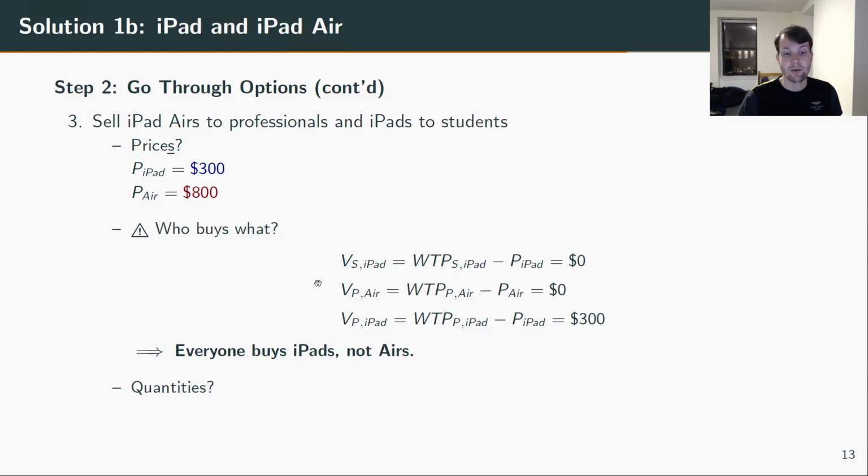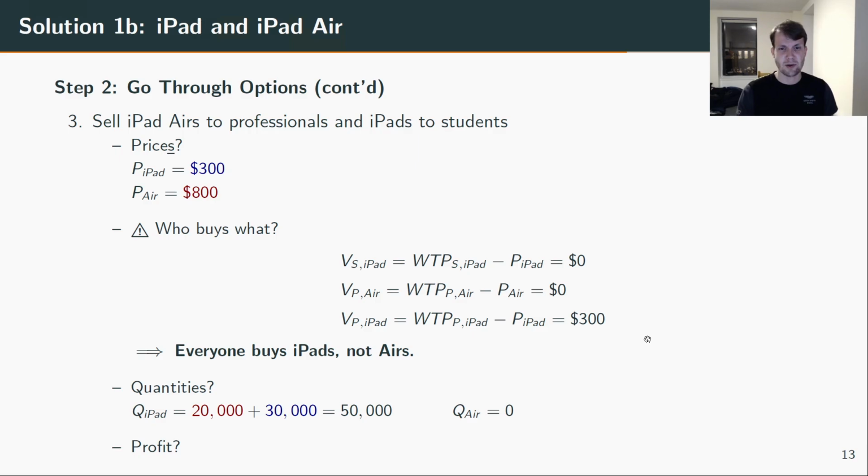What's the value or consumer surplus of a professional buying an iPad Air? Well, they're willing to pay 800, and the iPad Air costs 800. So it's 0. That's good enough, but what if a professional buys an iPad? They're willing to pay 600, it costs 300, they're going to get $300 in value out of it. They're not going to buy an iPad Air. They are better off buying an iPad, and that's what they're going to do.